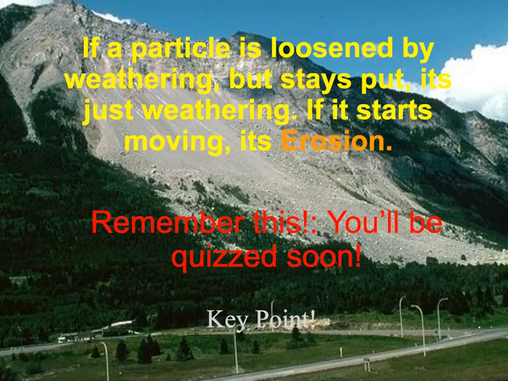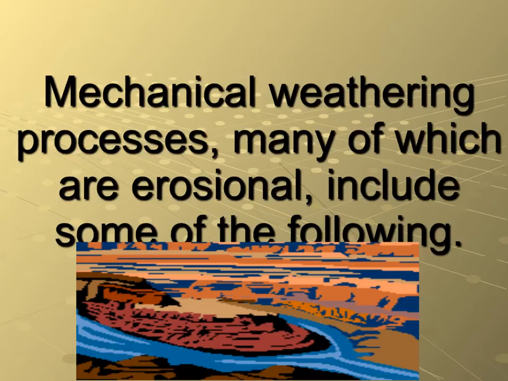Point of clarification here. Ding, ding, ding. If a particle is loosened by weathering but stays put, it's just called weathering. If it starts to move, though, it's called erosion. Weathering breaks it down, erosion moves it out. And as you learn more and more about it, you'll realize that mechanical weathering and erosion can be a little bit confusing sometimes. Mechanical weathering processes are also erosional. So let's see what we're talking about here.